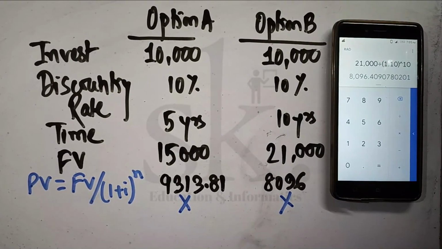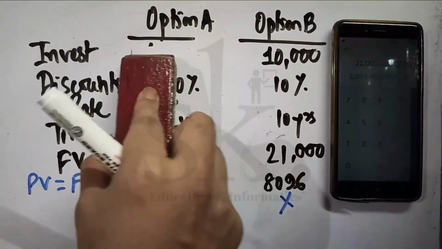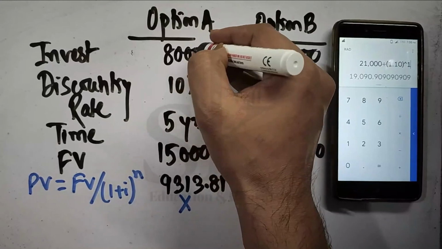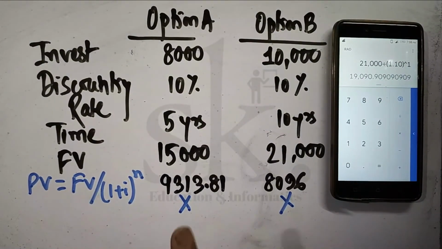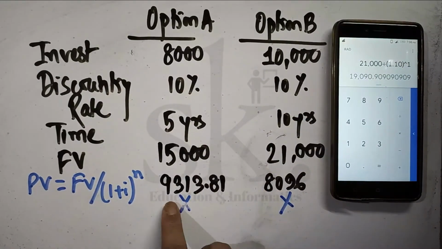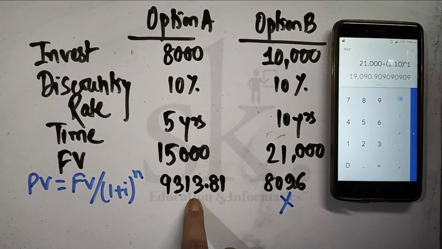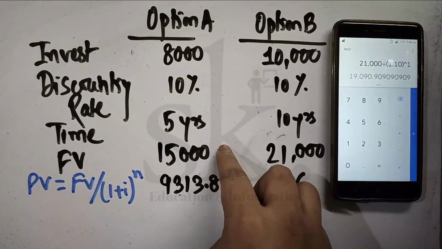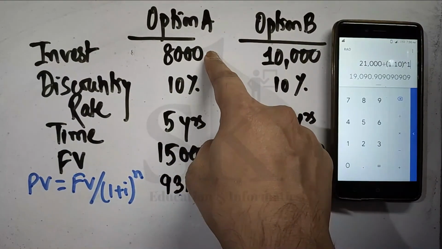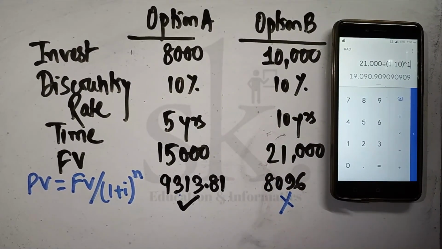Rather, if in this particular case I had asked you to invest, say for example, 8,000 rupees, at 10%, 5 years, 15,000, then your 15,000 converted to present value is 9313, which is higher. Even though the 15,000 future value has been converted to present value, it is higher compared to the 8,000 rupees invested in the 0th year. So under such circumstances, I will invest in such a project.